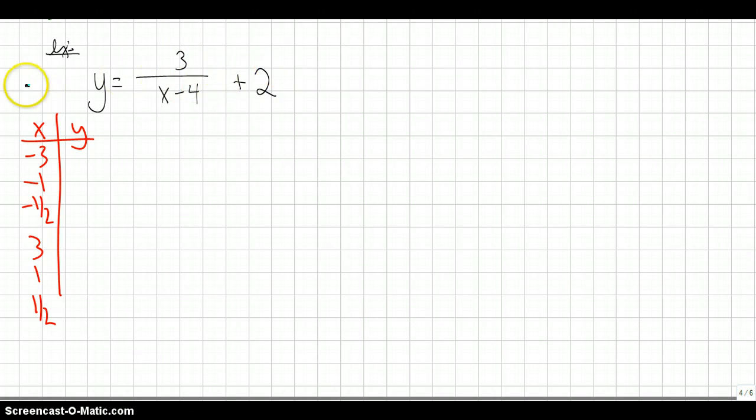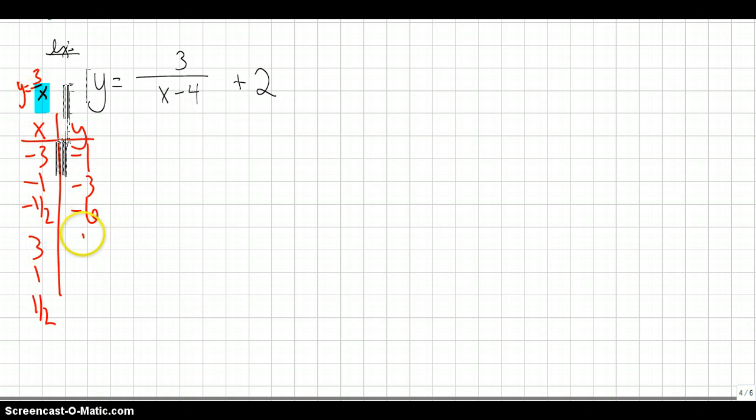Ignoring all the pluses and minuses in there, our parent function would have been y equals 3 over x. So if I take my x value of -3 and plug it in for x in this parent function, I have 3 divided by -3, and that's -1. Plug in -1 for x, 3 divided by -1 is -3. Plug in -1/2 for x, 3 divided by -1/2 is -6. So those are the first 3 y values.